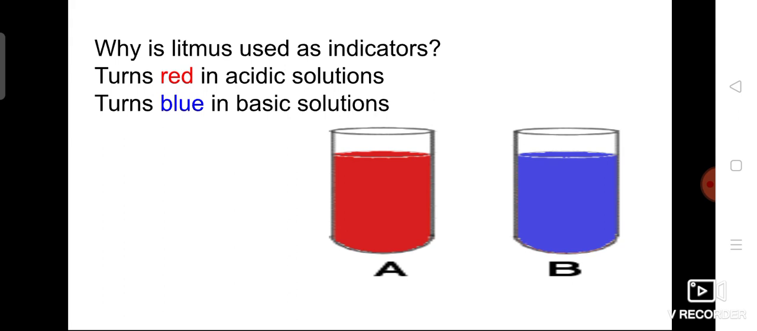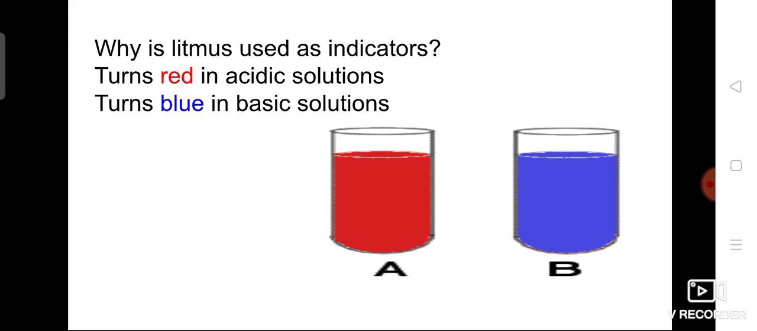Here it is showing two different ways. Acidic solution means red, basic solution means blue. So litmus is a good indicator. Suppose you put the litmus in a neutral solution. What will happen? It definitely won't change into red or blue. Instead, it will turn into light purple. What color? Light purple color.